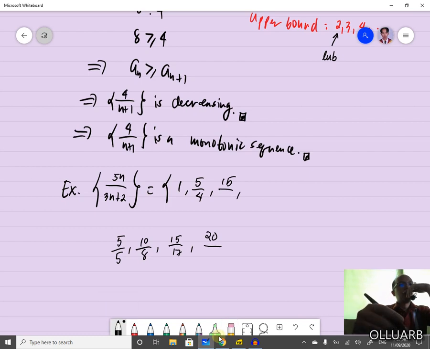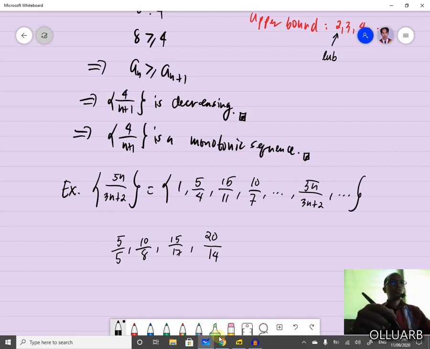This is 3, 3 times 3, 9, 11. If 4, 12, 14. 14 divided by 2, we have 7, 10 over 7, and so on. 5n over 3n plus 2. So what is the limit of this? We know that the limit is 5/3. Okay.